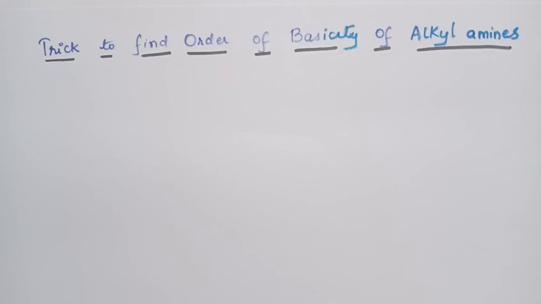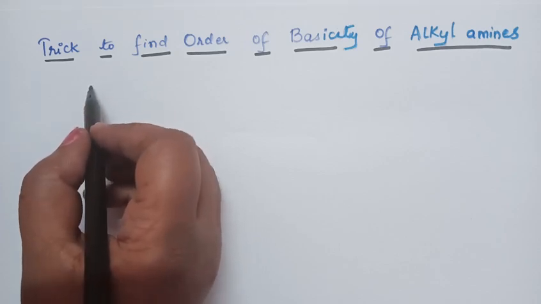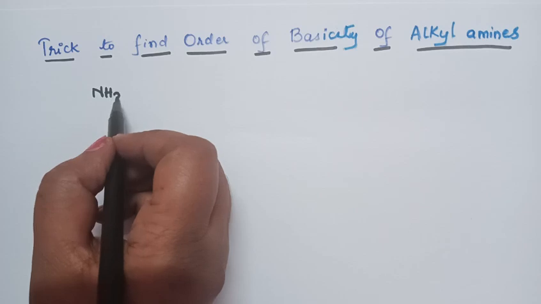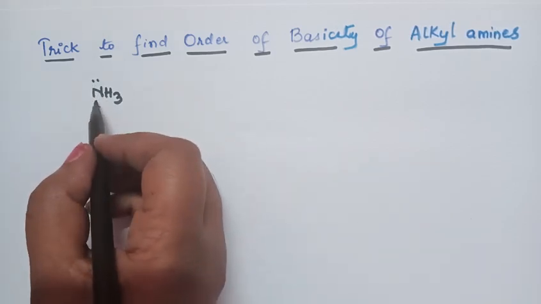Students, in this video we are going to find how to find the order of basic nature of alkyl amines. So first let us learn what is alkyl amine and how to find which is more basic. Let us learn first the formula for ammonia. You know the formula for ammonia is NH3 and there will be a lone pair of electrons on nitrogen.